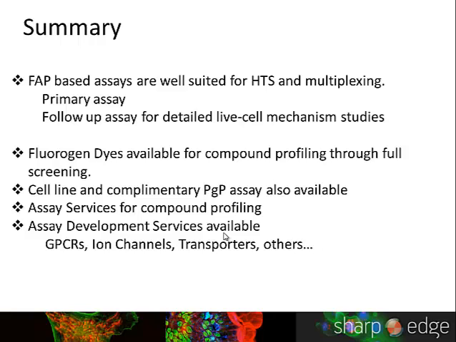And also, we have the fluorogen dyes. They are available for purchase. So they can be used for compound profiling or a full screen. We have all of the cell lines available. And in addition to the CFTR cell lines I just talked to you about, we also have the PGP cell line. So you can use that to see if your CFTR compounds are very selective or not.